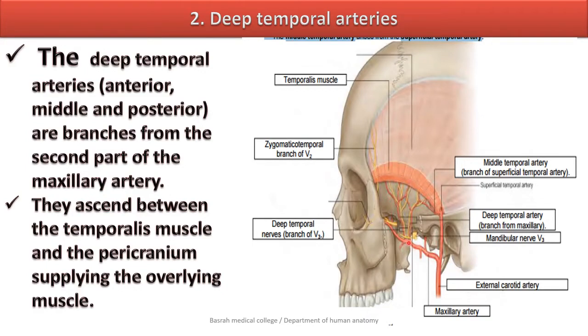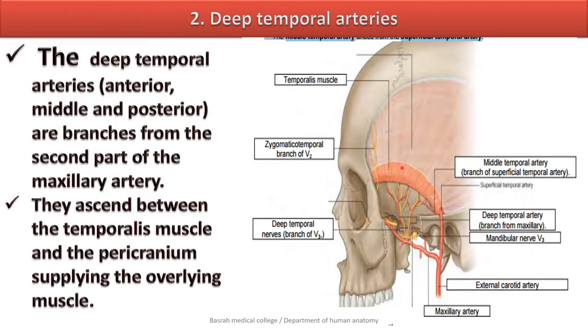هذا الماكسيلاري is divided into 3 parts. أول بارت نسميه الفيرست بارت، وبعدين السكند بارت، وبعدين هذا الثيرد بارت. إذا أجي أباوع هذه الديب تمبورال ارتريز أشوفها طلعت لي من السكند بارت، فهي الأوريجين مالتها من السكند بارت of the maxillary artery. أشوفها باس upward between the temporalis muscle، وبين البيريكرانيوم. هذا البيريكرانيوم نفسه يعني الكفرينج of the skull، okay نسميه بيريكرانيوم. راح تمشي بين التمبوراليس ماسل وبين البريكرانيوم، وراح تنطي سبلاي للتمبوراليس ماسل.